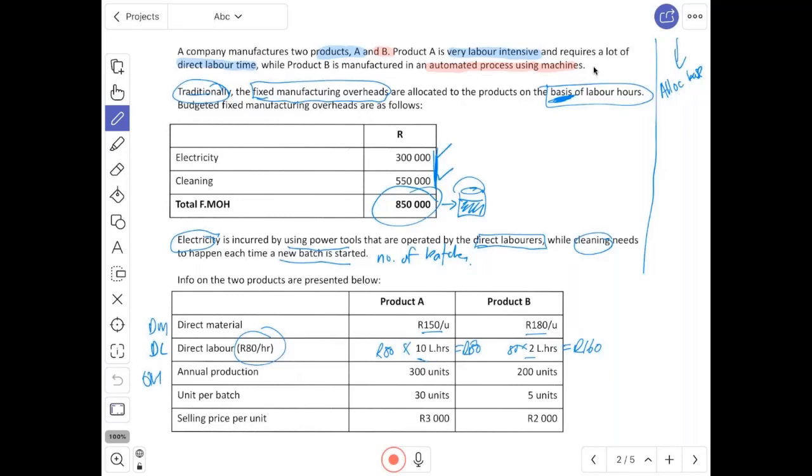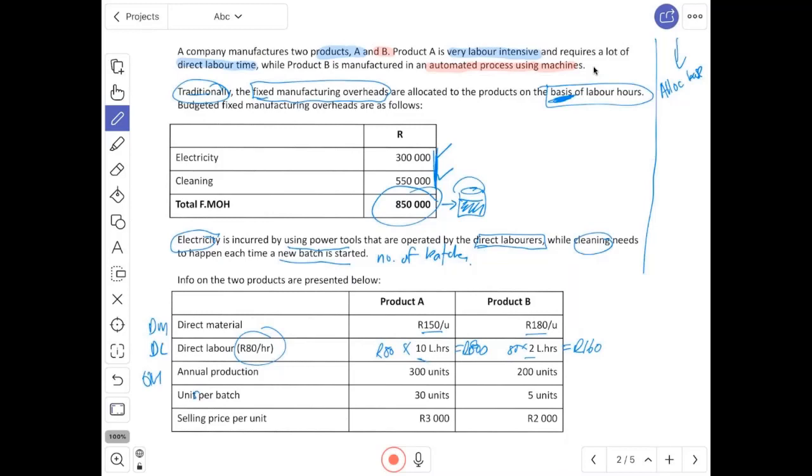Oh, wait, that's 800 for A, 160 for B. And then annual production, that's our demand or the number of units they're going to produce. And then units per batch. And then selling price per unit. Okay, so I didn't write down the required. So what do we want?